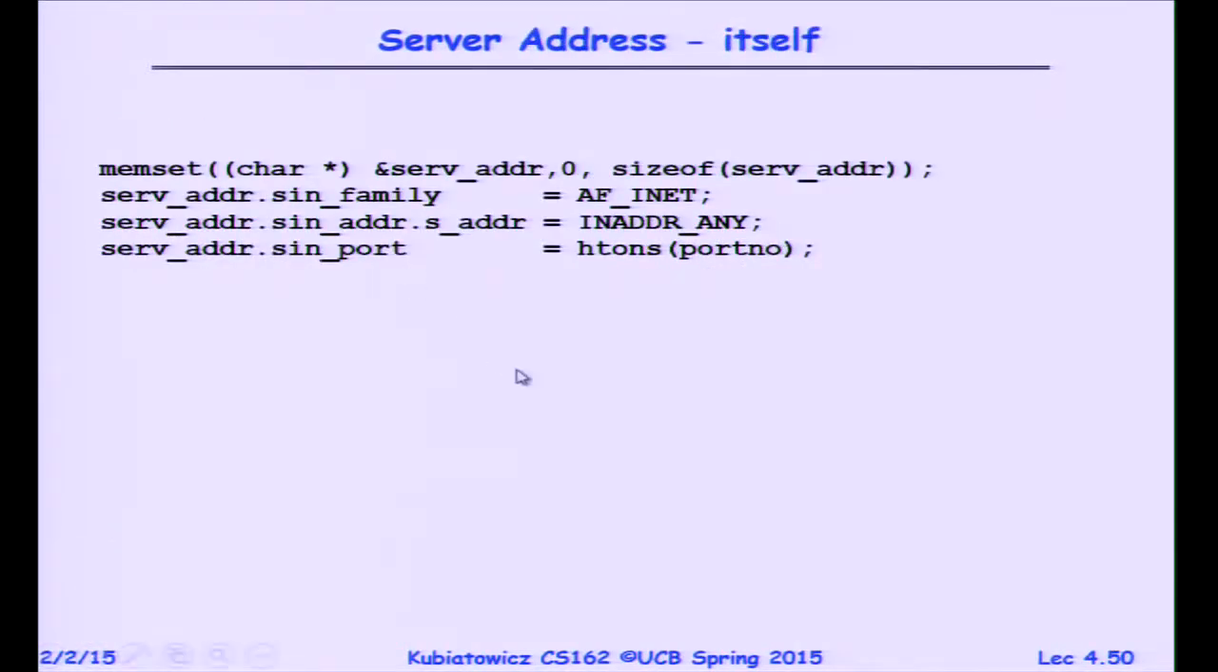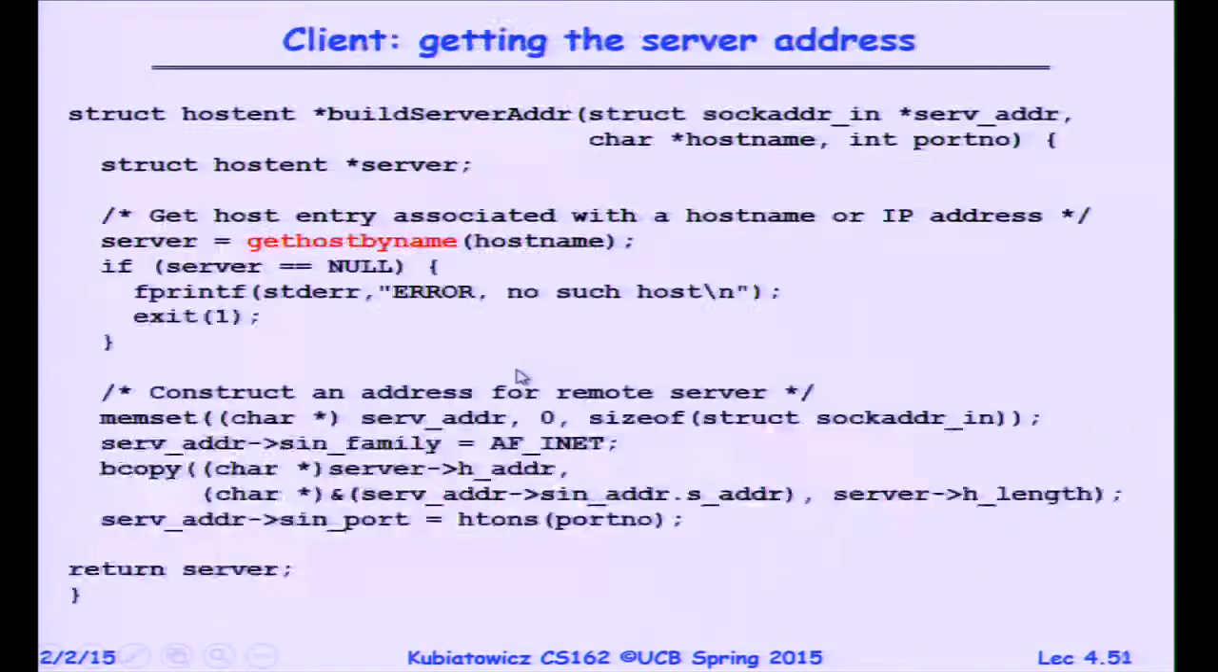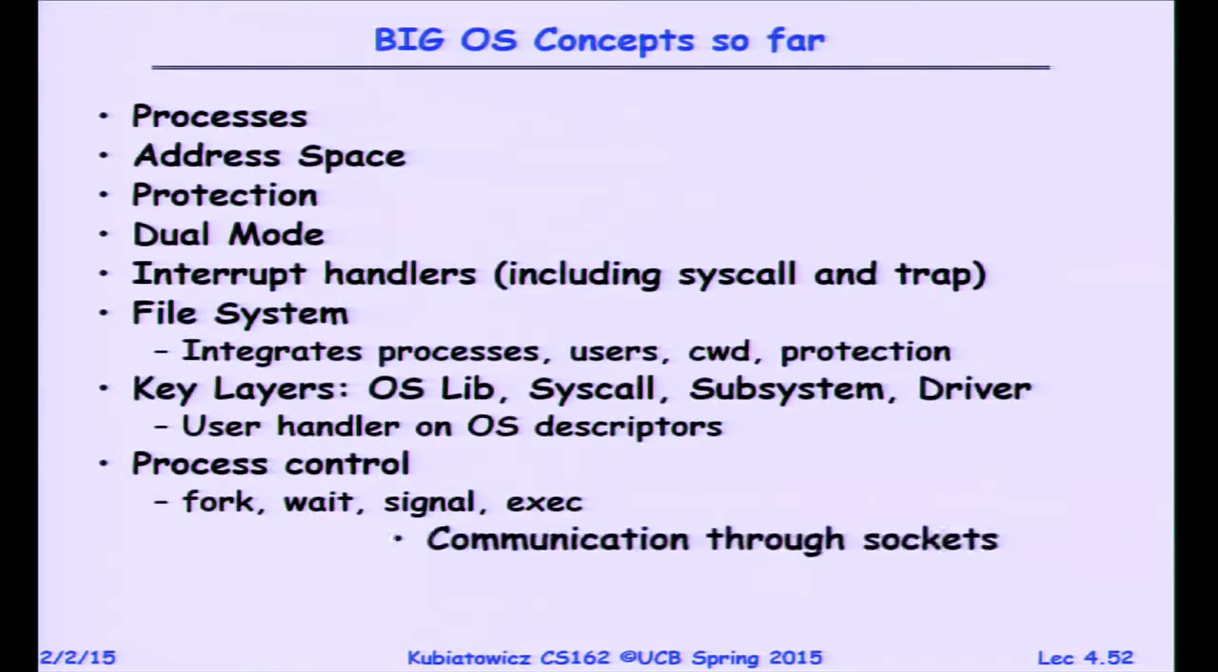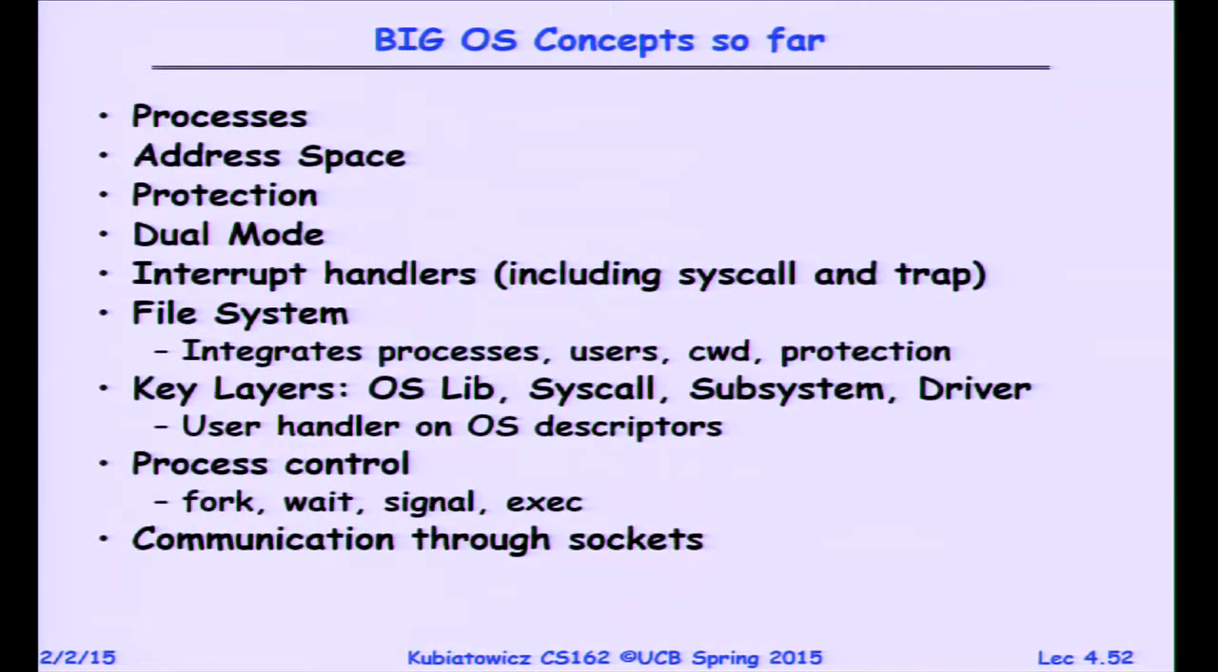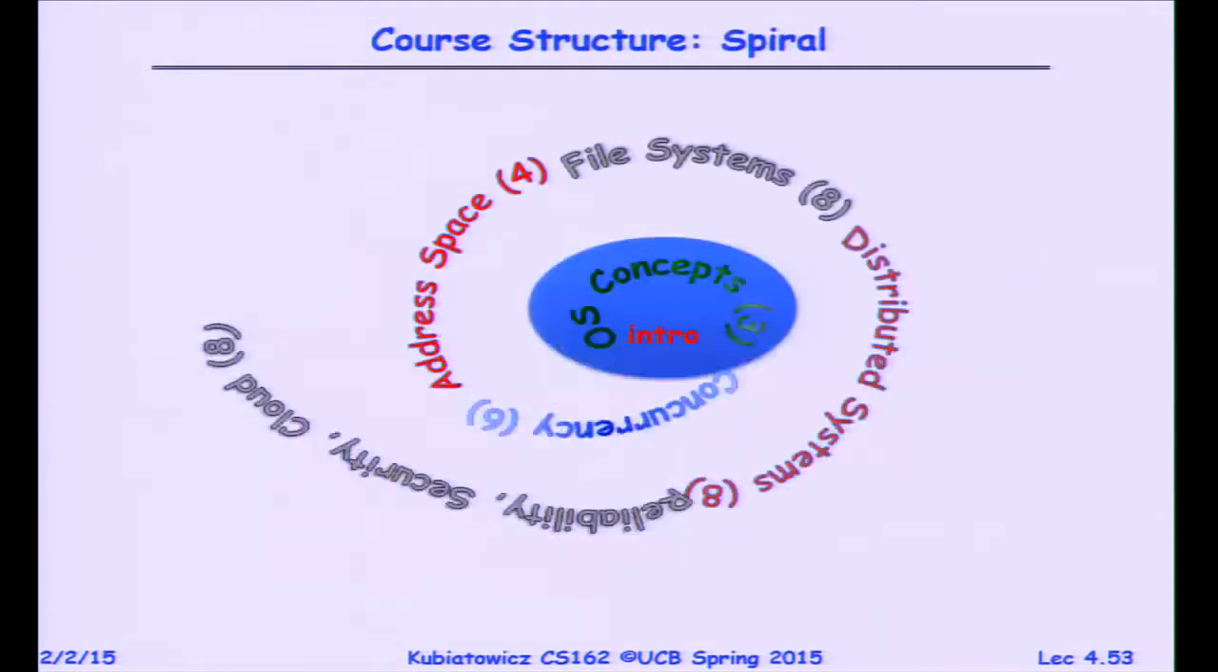We can talk a little bit more about addresses. We're not going to do that right now. Notice we've got a bunch of big OS concepts. Why did we do it this way? We did it this way because of the spiral. Dave Culler likes his spiral, and I thought I would put this up.